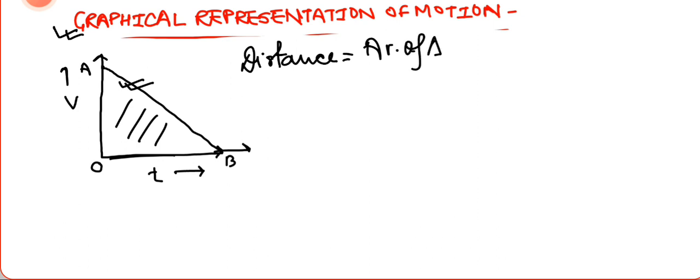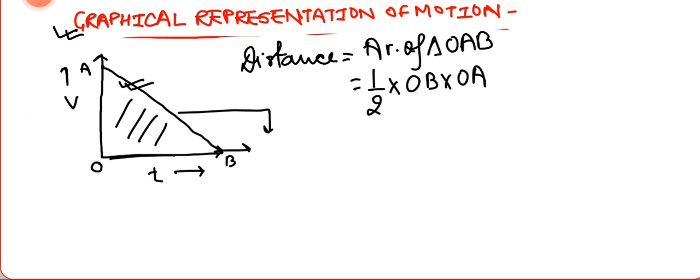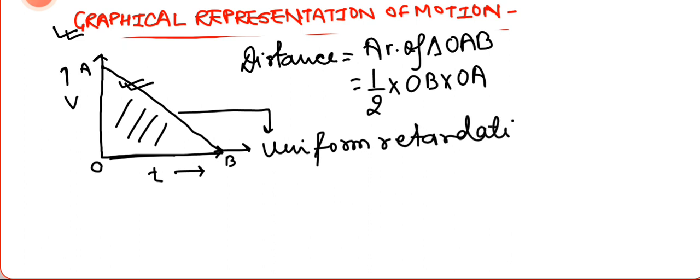What is the triangle? Let us name it as OAB. We know the formula of area of triangle, that is 1 by 2 into base into height, that is OB multiplied by OA. Okay, so this is uniform retardation. Clear? So this is the third case.